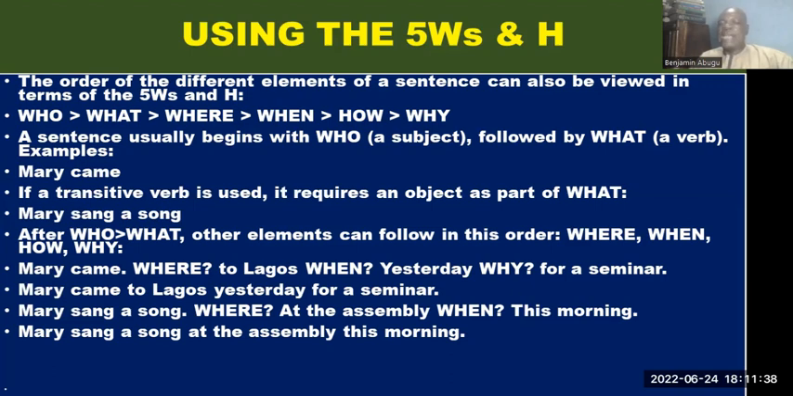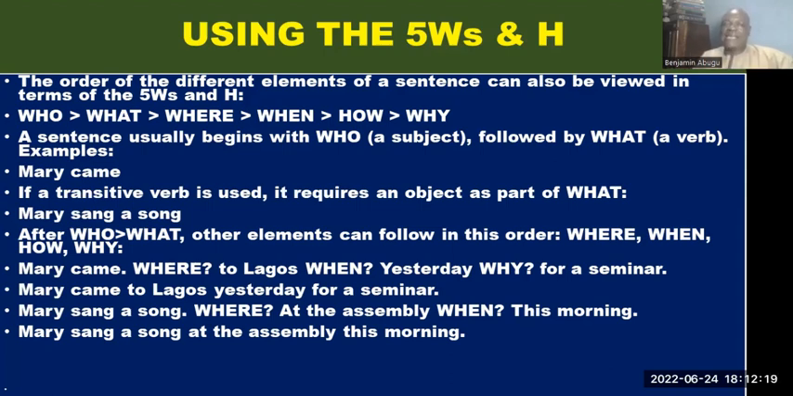Mary came where? To Lagos. When? Yesterday. Why? For a seminar. Now, if you put all the words together, then what we have is Mary came to Lagos yesterday for a seminar. All right? And that covers who, what, where, when, and why. Then let's look at another example. Mary sang a song. And the question is where? At the assembly. When? This morning.